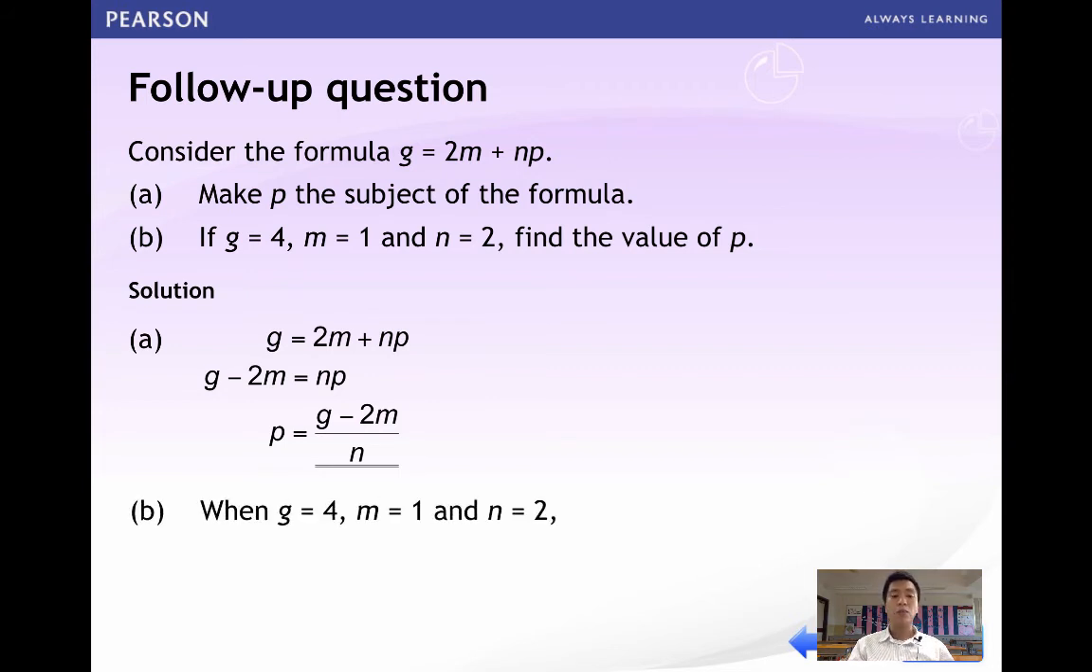And for part B, we simply substitute these numbers into the formula. We get this, p equals to 4 minus 2 times 1 over 2. It's actually 2 over 2, so p equals to 1.